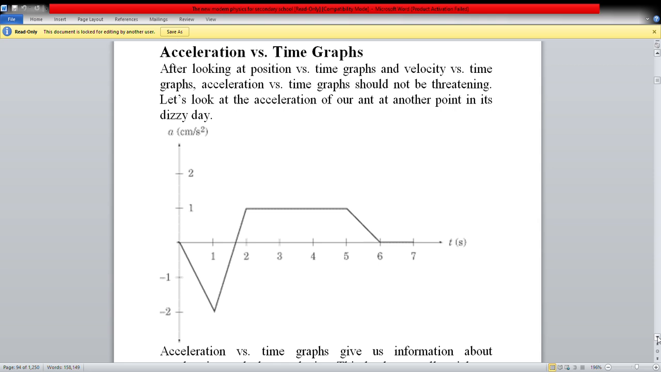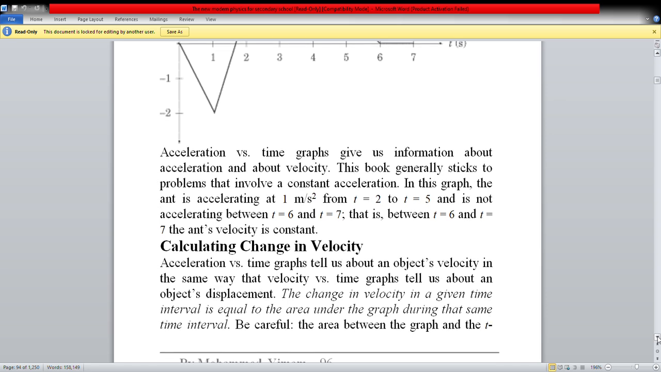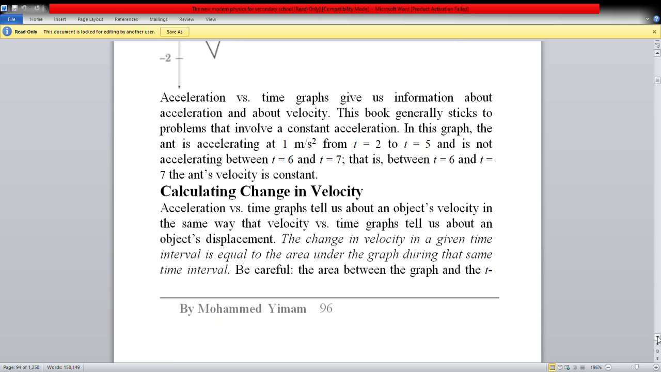Look at this acceleration graph, given acceleration in centimeter per second squared, time in second. So, calculating the change in velocity, we can calculate the change in velocity from the above graph. The change in velocity in a given time interval is equal to the area under the graph during that same time interval.